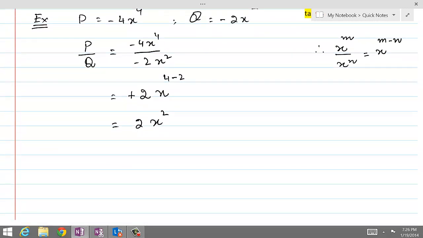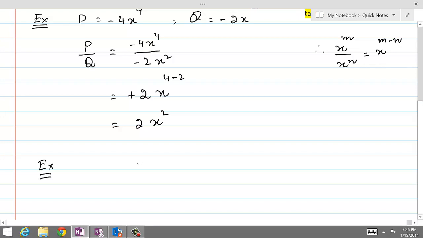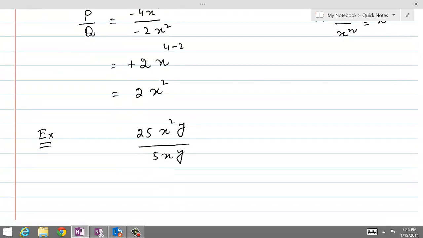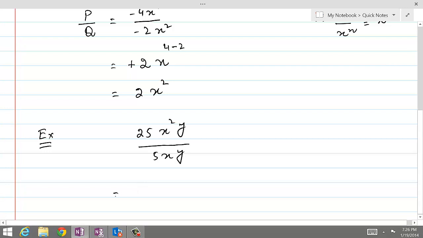And let's do one more question here. And here it's 25x square y divided by 5xy. Now both the numerator and the denominator have a positive sign, which we didn't write, and we don't write positive signs. We only write negative signs if there are negative signs. So we can see that when positive is divided by positive, the answer is positive, so we don't need to write the positive in the answer as well.